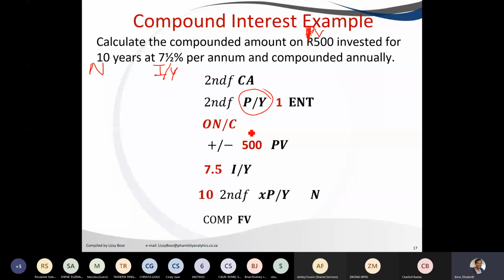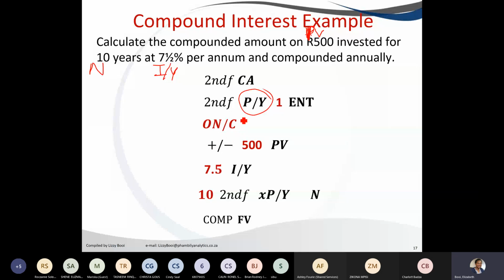Am I given payment, or interest, or N? And what am I computing? Am I computing present value? Am I computing future value? Am I computing interest? Am I computing N? The steps will remain the same. So if you know the steps: in the beginning you capture your compounding periods, you go on and off your calculator, and then you capture what you need. When you do present value or future value, you press plus or minus.